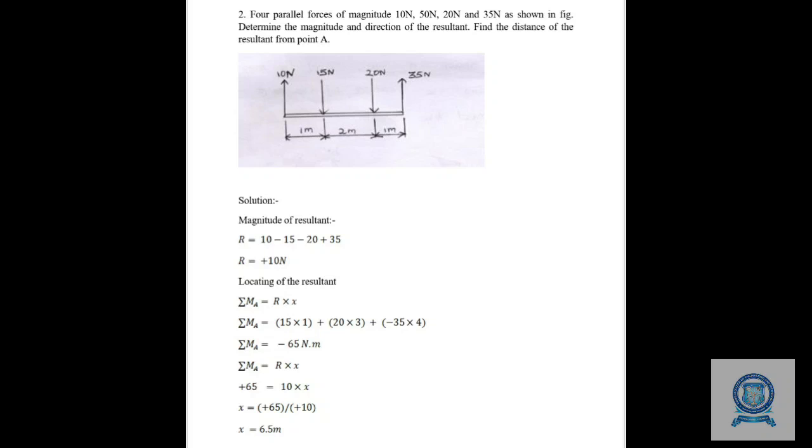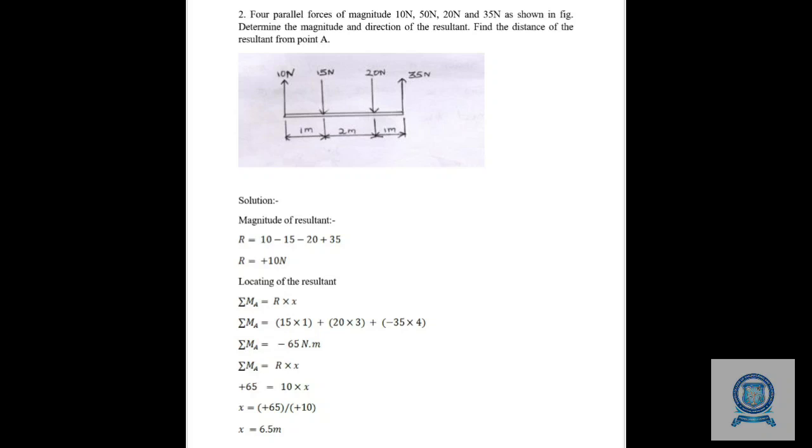First of all, we can find sigma H, sigma V and R. Since all the forces given are vertical, there are no horizontal components. So sigma H is equal to 0. Automatically we can calculate sigma V. The first force is positive 10, the second force is negative, so 10 minus 15, minus 20, since the third is also acting downward, and the fourth is plus 35. So 10 minus 15 minus 20 plus 35 becomes plus 10.